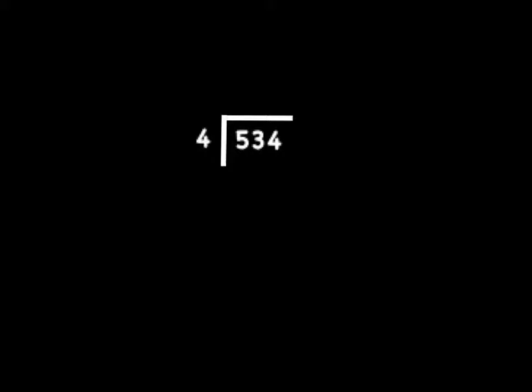The first step in our traditional method is to take a look at the first digit in our dividend. It's a 5. Can we divide 5 by 4? We can. When we divide 5 by 4, the answer is 1. 4 times 1 is 4. When we subtract 5 minus 4, we have 1 remaining. The next step would be to drop down the 3 digit that's in our next place, the tens place.